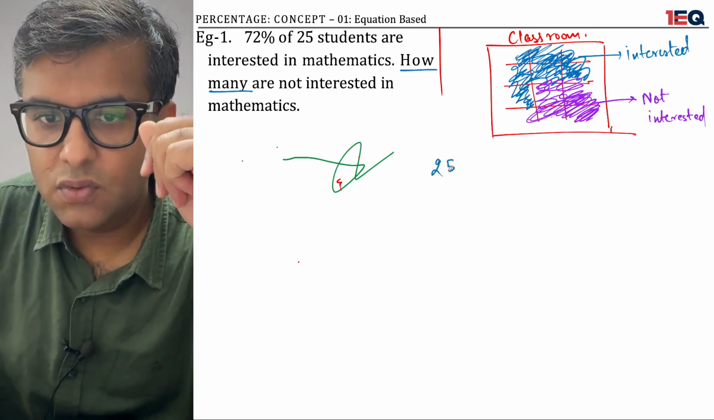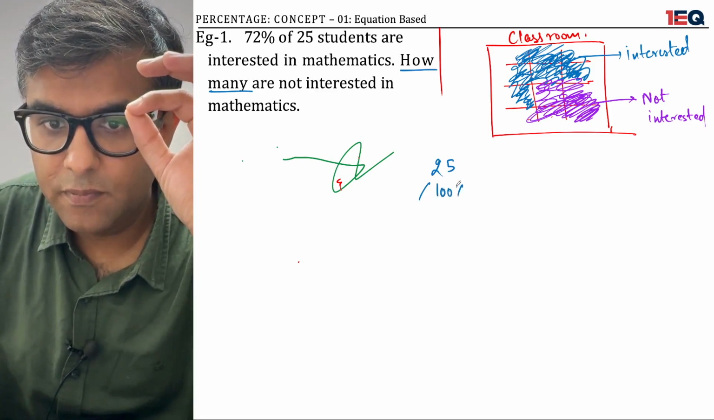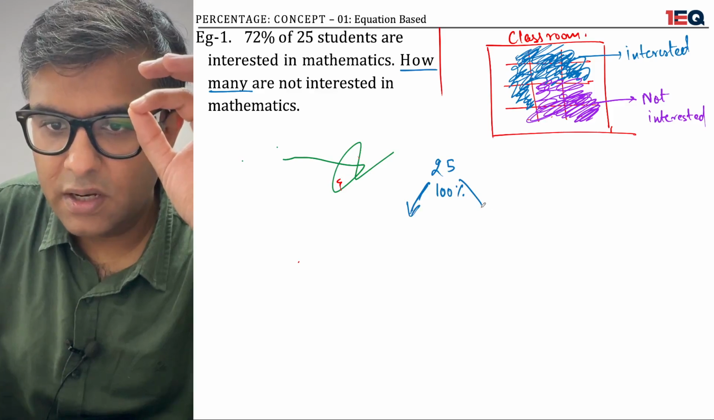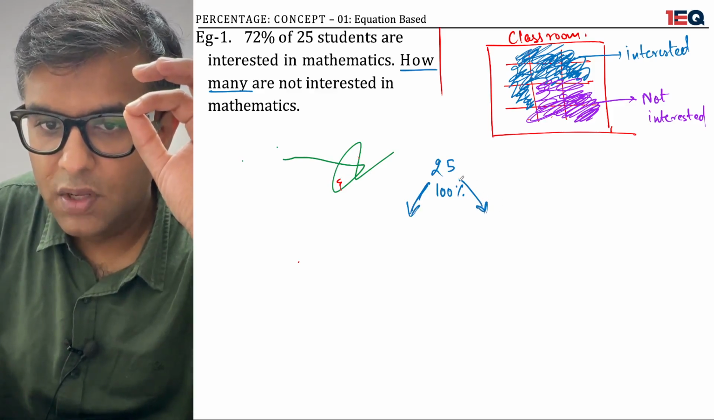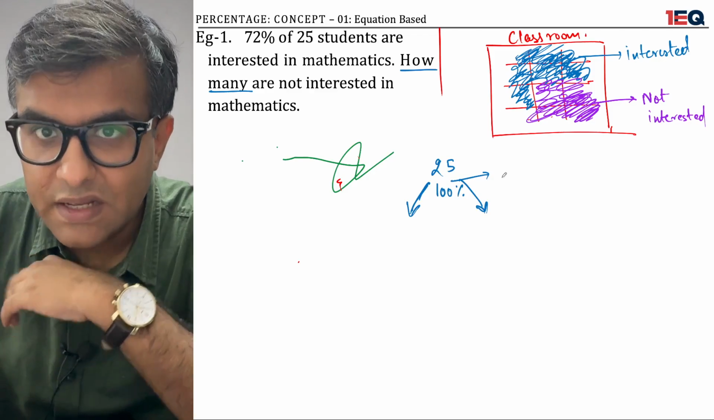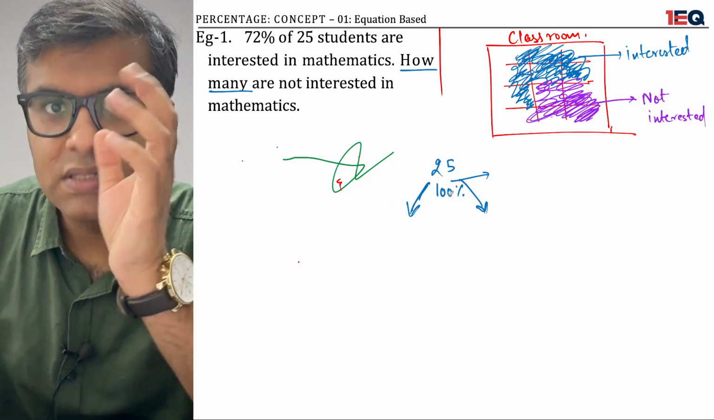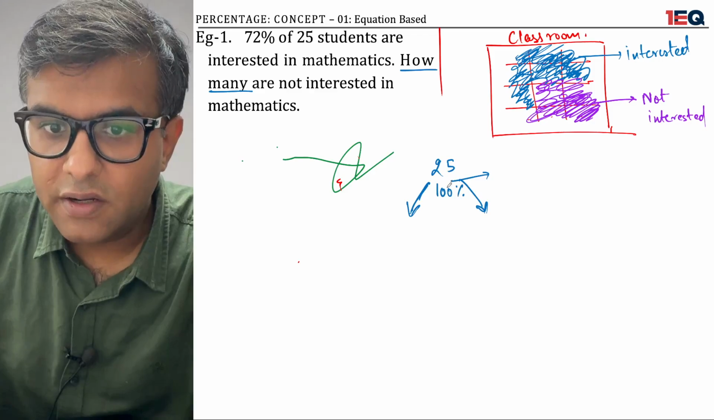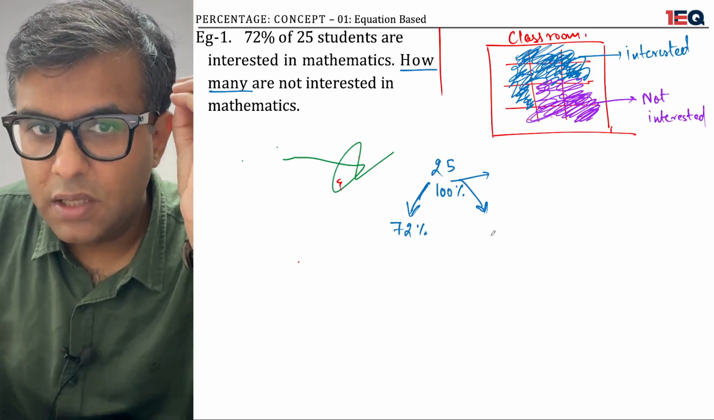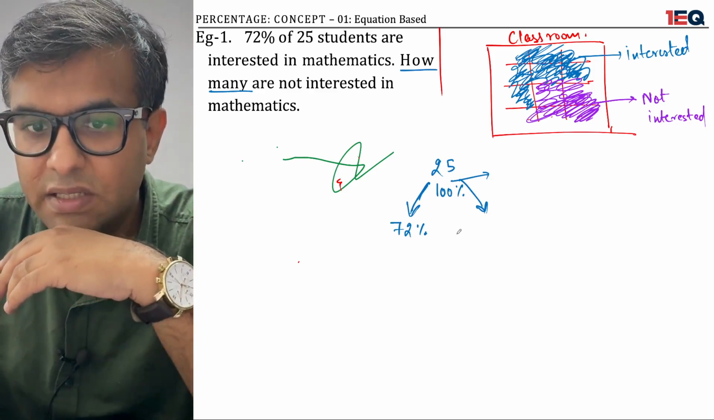So out of 25 students, I'm firstly considering 100% to be the main number. Okay, I'm considering 100% to be the total number of students in the classroom. We are very optimistic, that is why we'll consider the case to be favorable at all times. So the favorable case is the entire classroom is interested in mathematics. So 100%, 25. When I talk about only 72% students being in favor of mathematics, then what is the number of students who are not interested in mathematics?